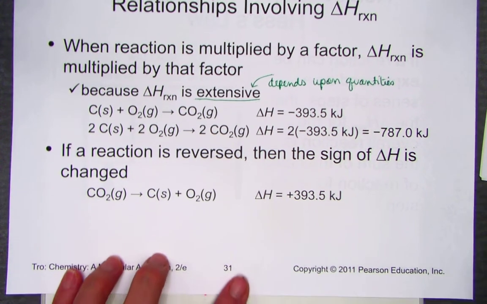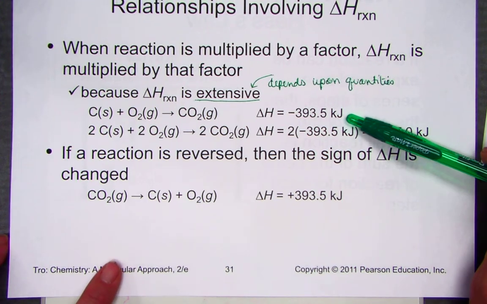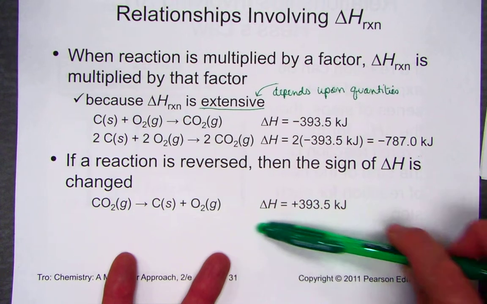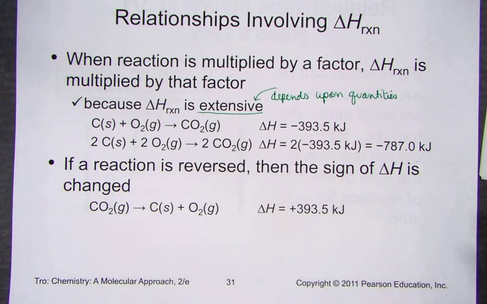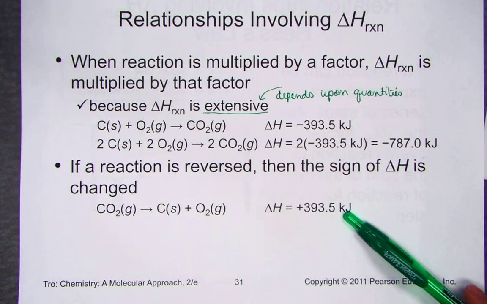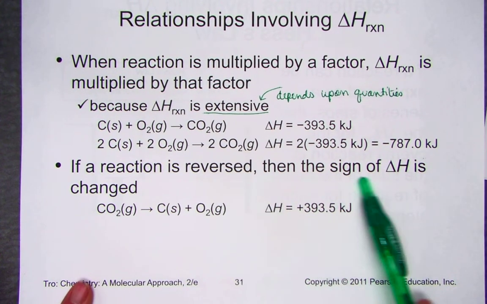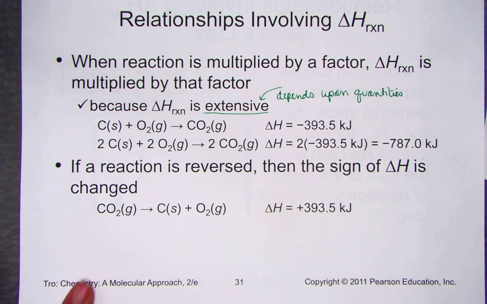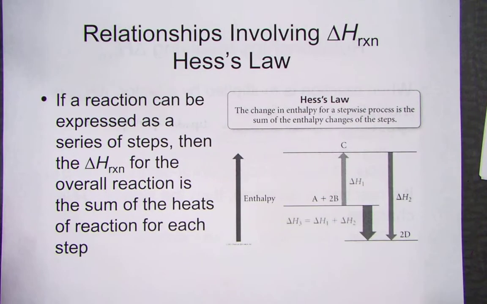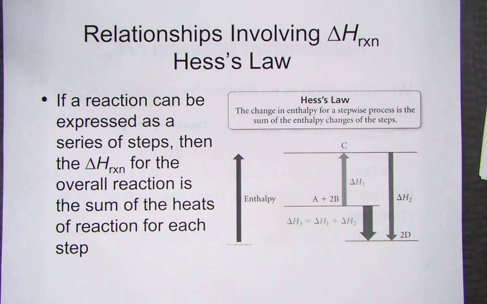If the reaction is exothermic in one direction, I flip the direction of the equation. The reaction is written in the reverse order. The sign also changes from negative to positive. If the reaction is reversed, the sign of delta H is opposite. Endothermic in one direction creates an exothermic in the opposite direction. These relationships involving delta H are known as Hess's law.